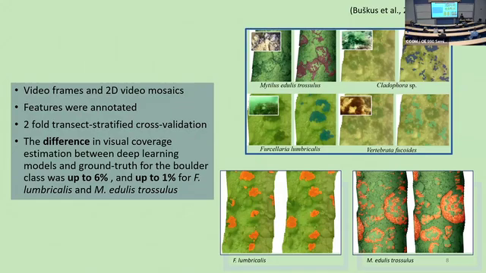And here below you can see two mosaics for the perennial algae Furcellaria lumbricalis. In the first mosaic, you can see how the expert annotated this feature. And in the second, you can see how the deep model performed. And this is the same for blue mussels. As you can see here, results were very similar. For example, for them, the difference was only up to 1% between the ground truth and the model predictions. And for boulders, it was up to 6%.